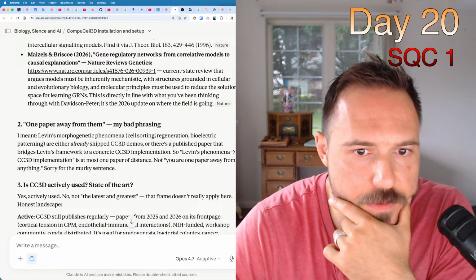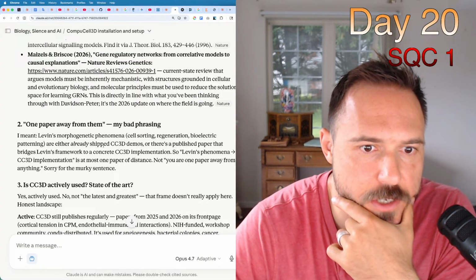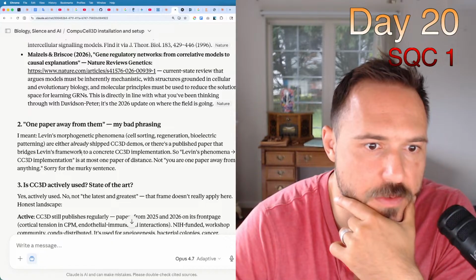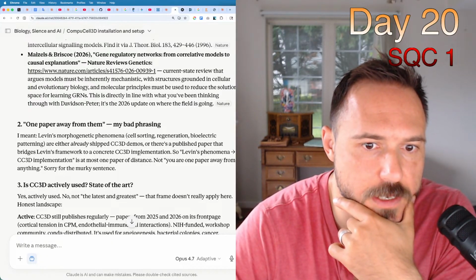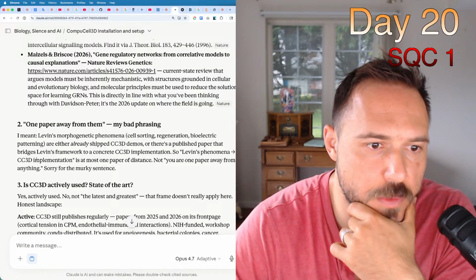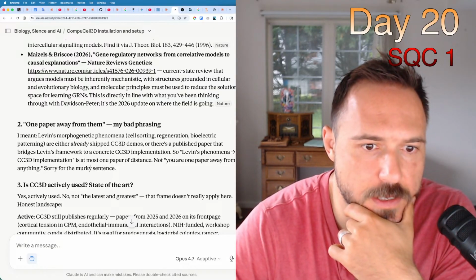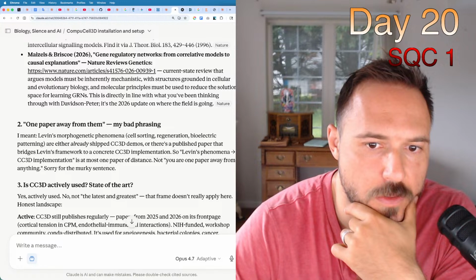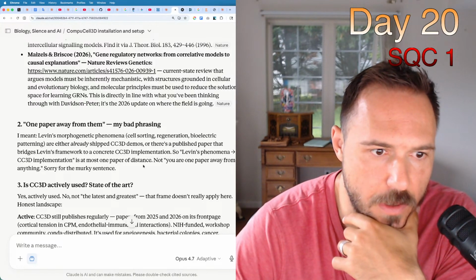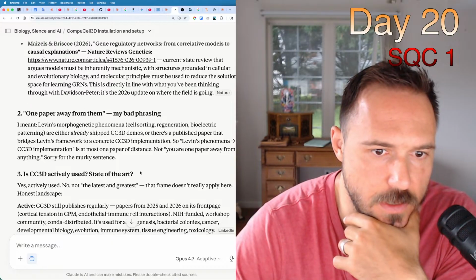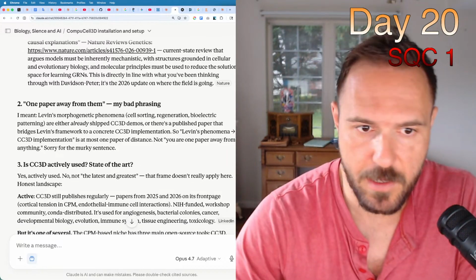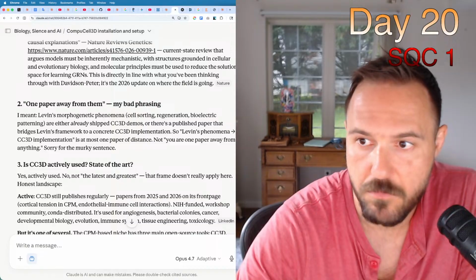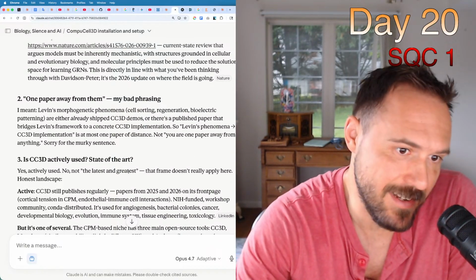Okay. I mean, Levin, either CC3D demos are already shipped, or there's a published paper that bridges the Levin framework to a concrete CC3D implementation. So Levin phenomena CC3D implementation is at most one paper of distance. Sorry for the muddled sentence. So basically, if someone writes a paper, you can simulate it in CC3D, and it's a kind of cool way to demonstrate it.